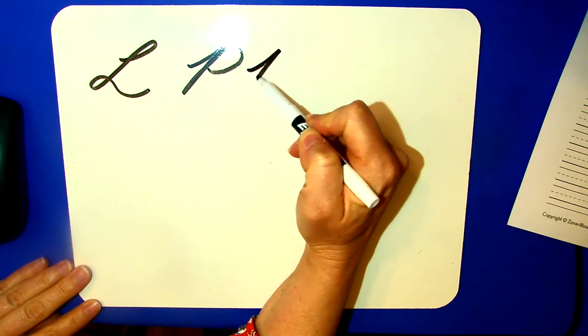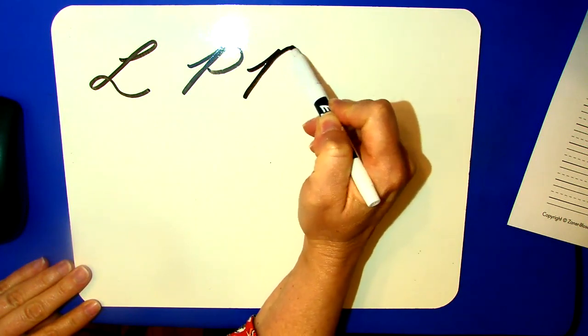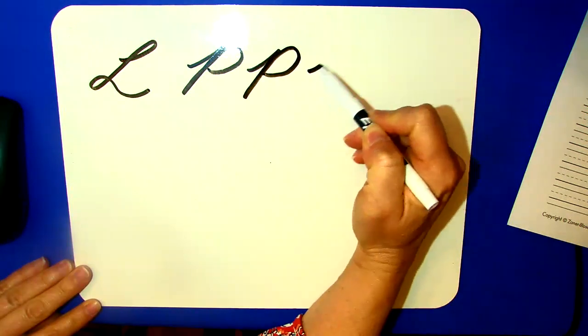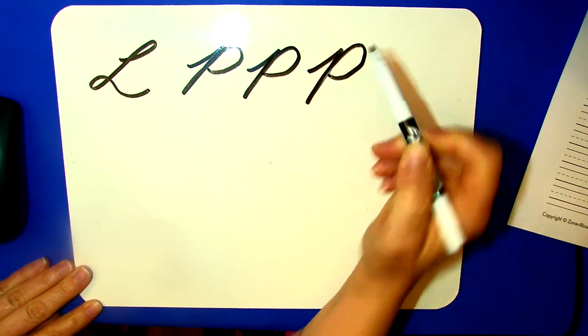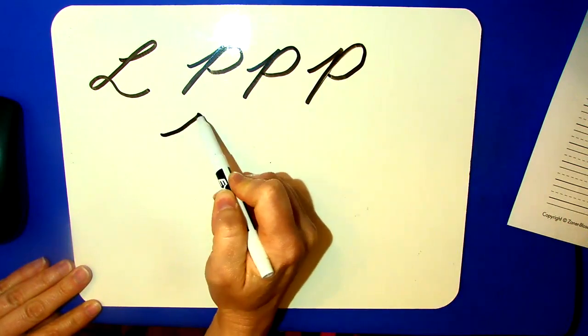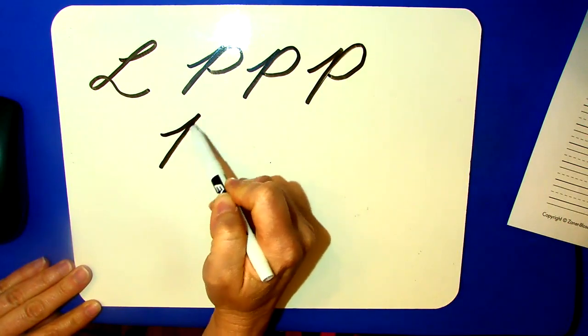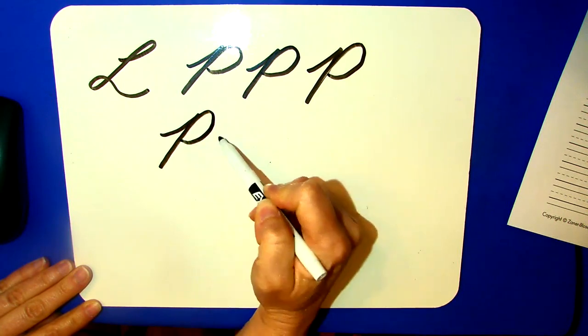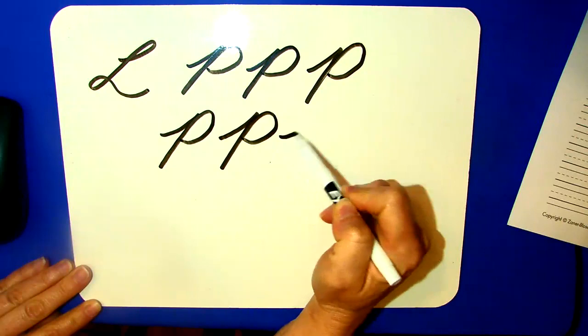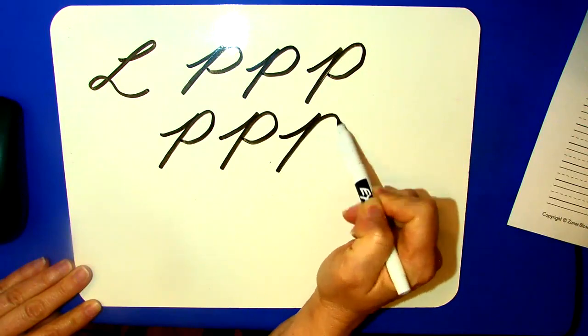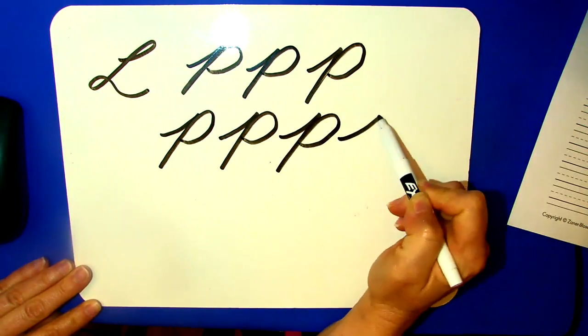Undercurve, slant back, retrace, give it a belly. Undercurve, pull back, retrace, belly. Pretty straightforward.